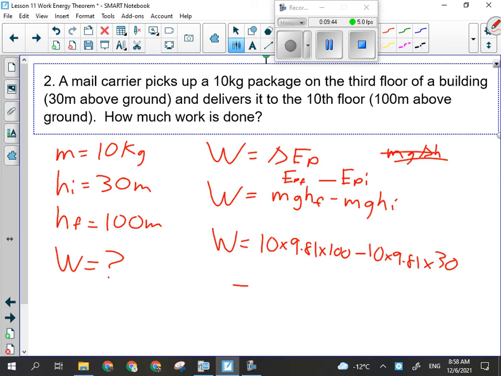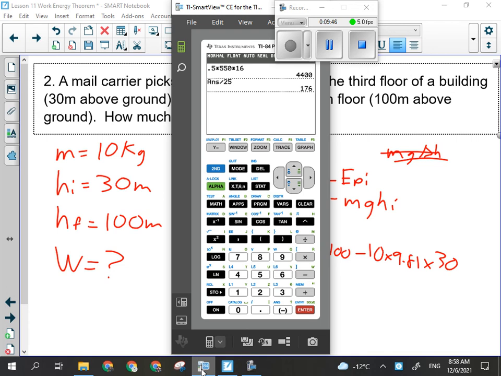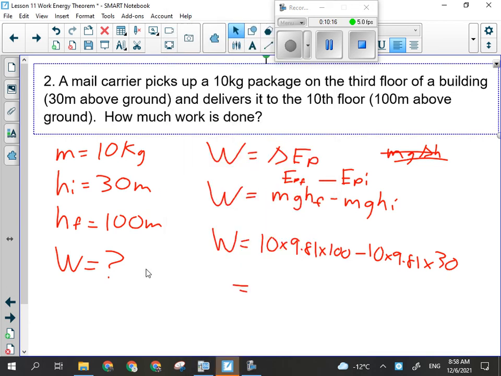Okay. All right, when we plug this into the calculator, we get 10 times 9.81 times 100, minus 10 times 9.81 times 30. All right, so this mail carrier got their steps in and burned some calories. 6,867 joules worth of work being done in carrying the 10 kilogram package from one floor to the next.